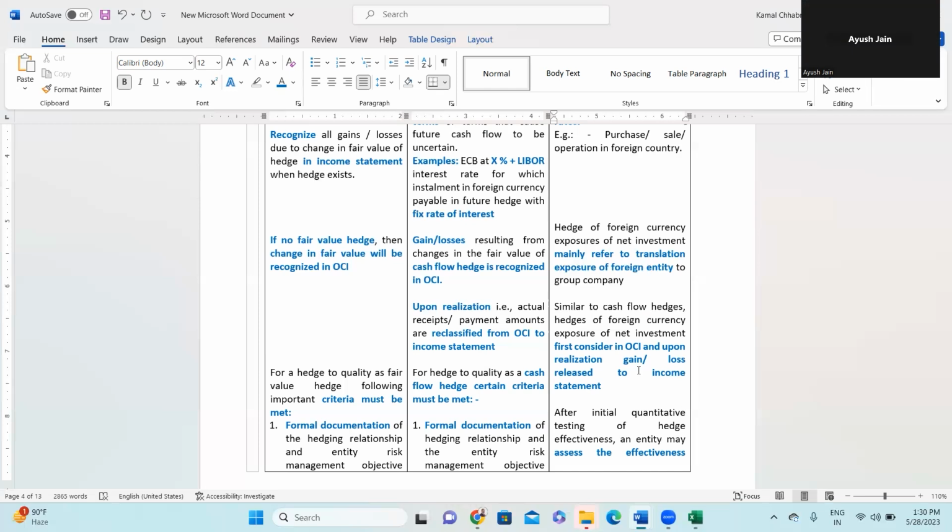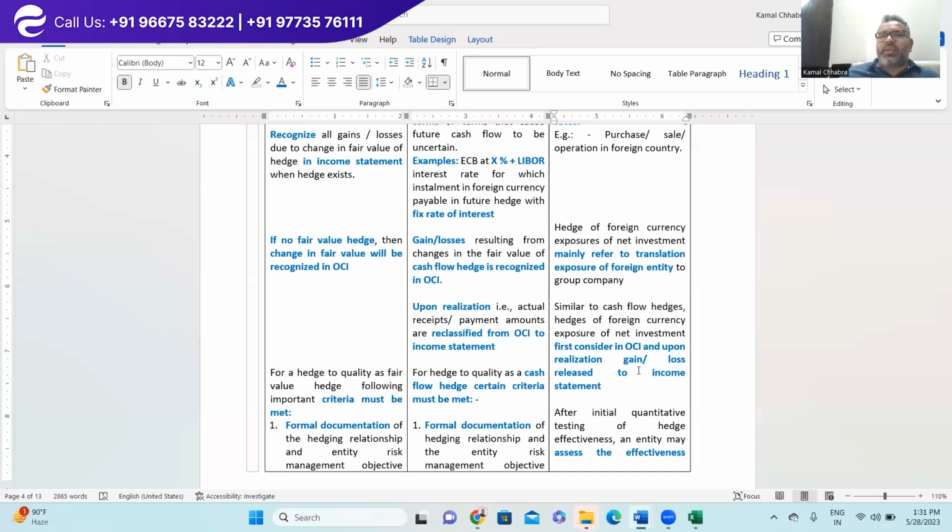In that scenario, what should that company do? They will do foreign currency hedging. Exposure hedging. So when you are translating, you will be hedging it, and accordingly you will do the translation of the financial statement into the US currency. So that is called foreign currency exposure hedge of translation.